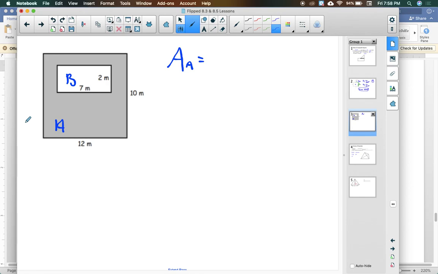The big outside rectangle is rectangle A, and that's base times height, 12 times 10. We get 120 square meters. The inside shape is our smaller shape, our shape B, and that's base times height, 7 times 2, and that's 14 square meters.